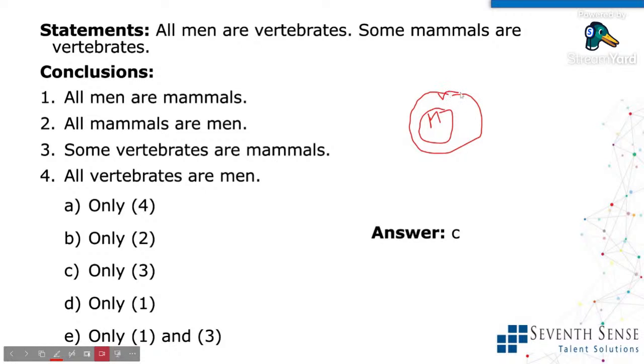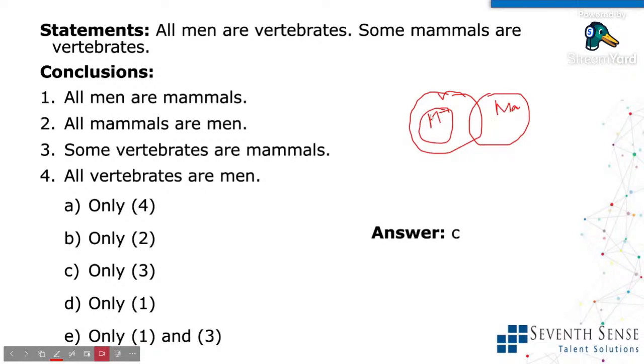Okay, I'm really sorry about the diagram, guys. Some mammals are vertebrates. Now, all men are mammals. So, is there anything as such? All men are mammals. Is the diagram correct? All men are vertebrates. Some mammals are vertebrates. Okay, fine.